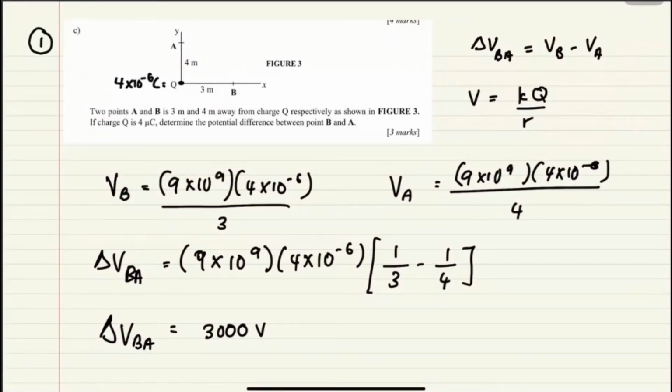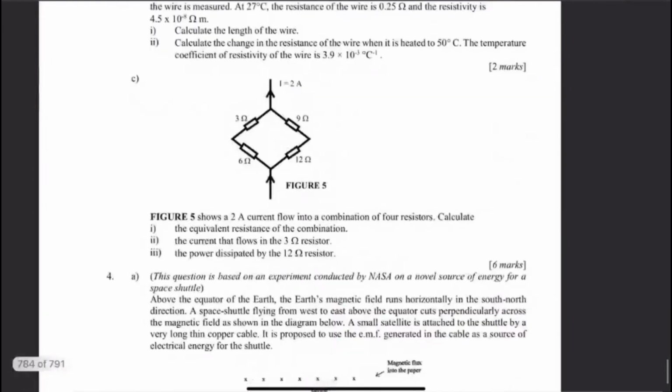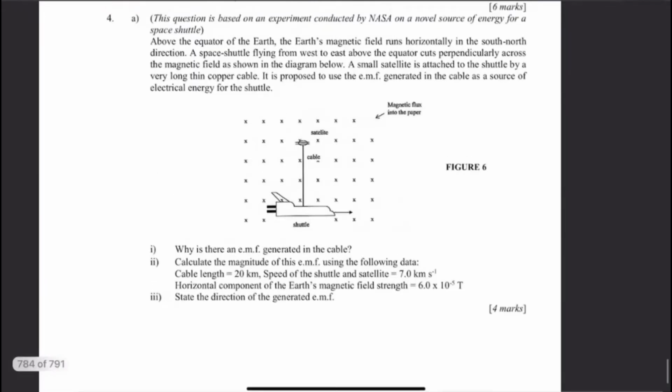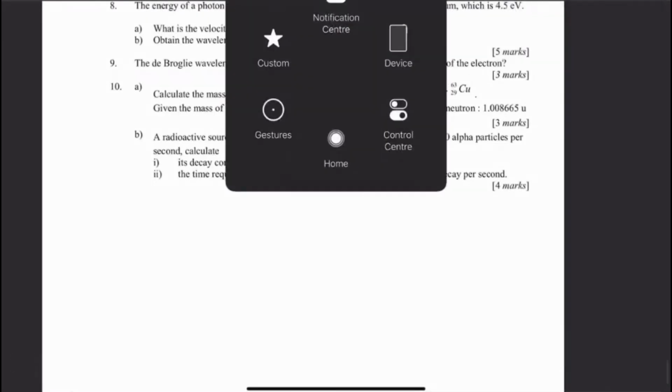Okay, the next one, maybe you can discuss question number 3. This is question number 3. Oh, that one. Okay, 3C, 4A2, and then lastly is 10A.